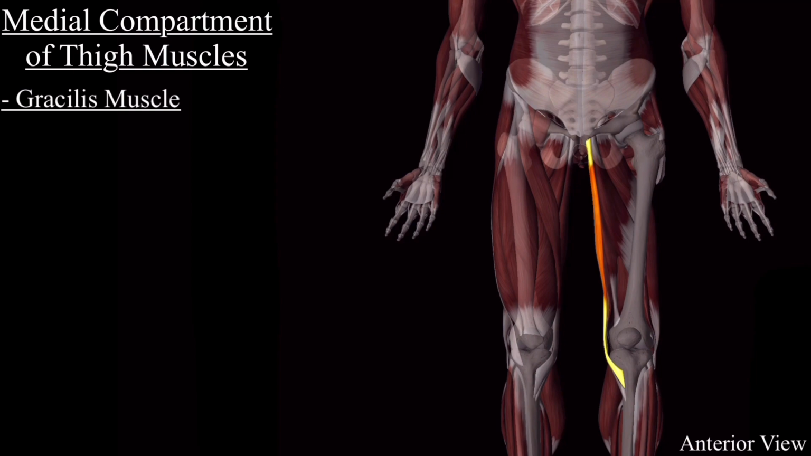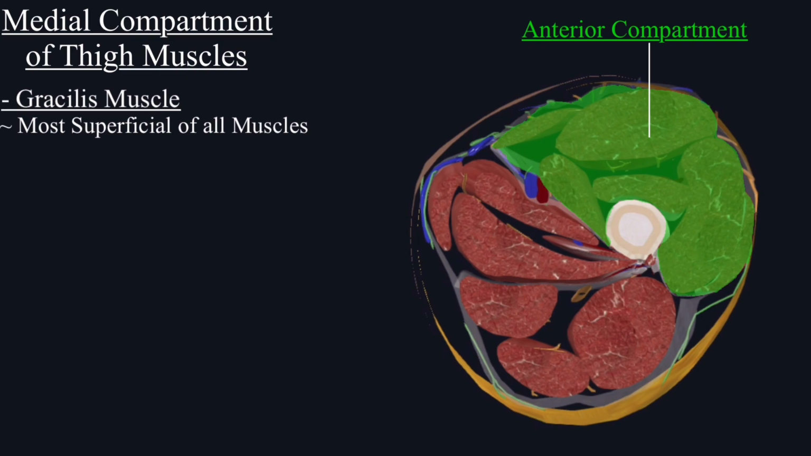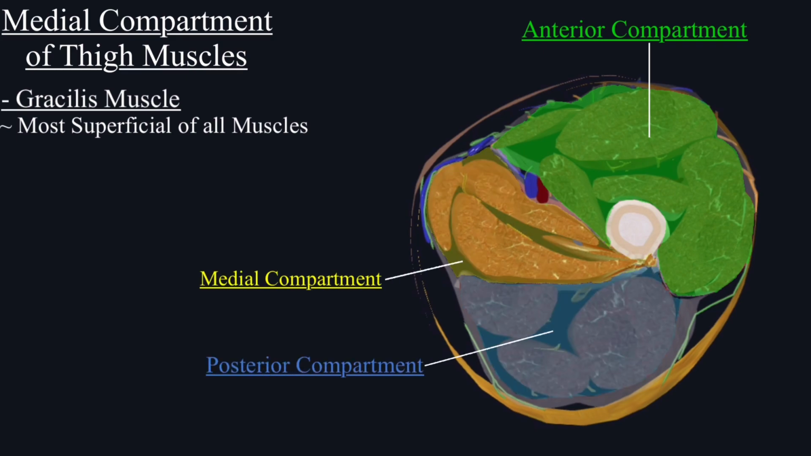First, we will discuss the gracilis muscle. The gracilis muscle is the most superficial of all the muscles in the medial compartment. This is the cross-section view of the thigh. This is the anterior compartment, the posterior compartment, and the medial compartment. And this is the gracilis muscle in the medial compartment. And as you can see, it is the most superficial of all the muscles in the medial compartment.